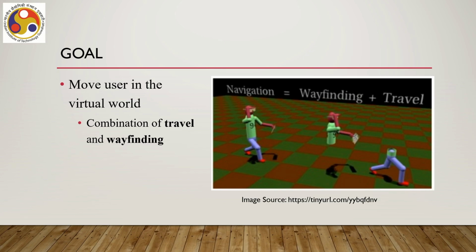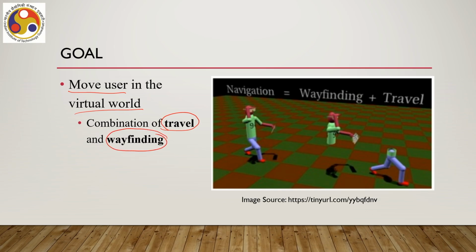Now, when we talk of navigation, what is the goal of navigation? Goal is to move the user from one point to another in the virtual world. That means change of user's field of view or viewpoint, I would say change of user's viewpoint. Now, there are actually two parts in any such movement. One is the travel part and the other is called wayfinding part.